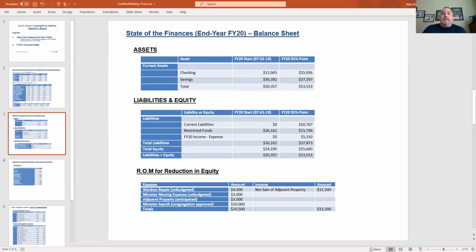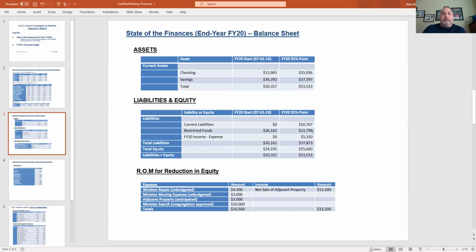Next page is, so that was performance to budget. This is the state of the finances. We started the year with 50,000 in cash. We're now at 53.5 in cash, so we've got an increase in cash. When it comes to liabilities, they come in several forms. This 10,000 is just what is incurred between when we get our statements from the bank and what's incurred from that moment until I do the reports. So we've got roughly 11,000 in those.